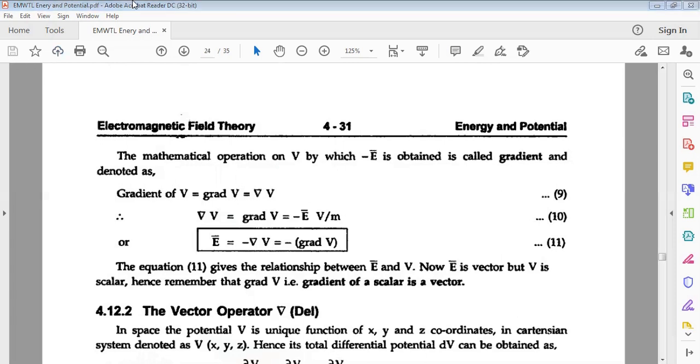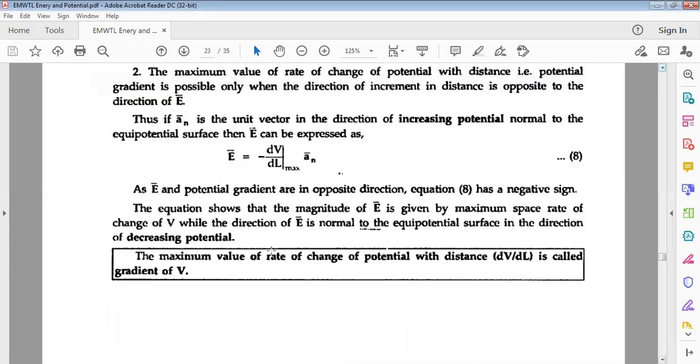The maximum value of the rate of change of potential with distance, dV by dl, is called the gradient of V. Gradient of V means E bar is equal to minus grad V, or gradient of V.